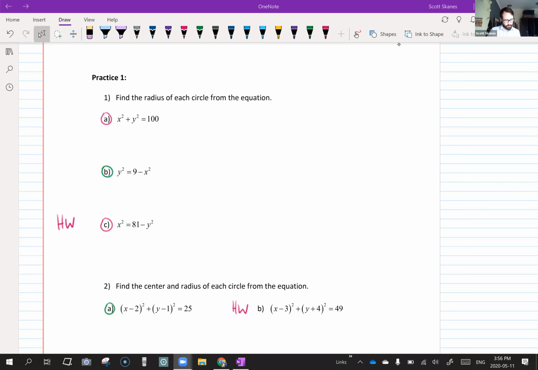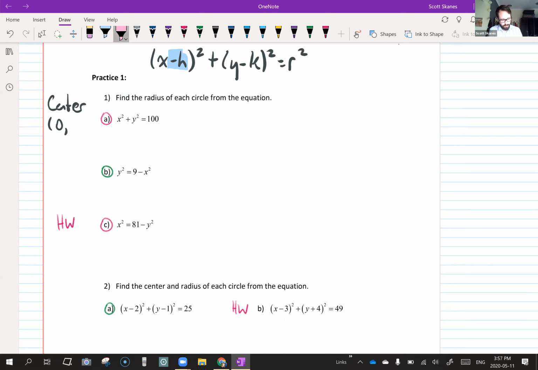So first of all, practice 1, find the radius of the circle from the equation. It's very, very simple. Look at this. Our regular standard equation for a circle is x minus h squared plus y minus k all squared equals r squared. In this case, what is our h? Well, we just look next to x. If it has a number there, it will give us our h value. In this case, it doesn't have anything. So we can say that our center is 0. And is there a number next to the y? There would have to be a number next to the y. There is not. So it's 0, 0.